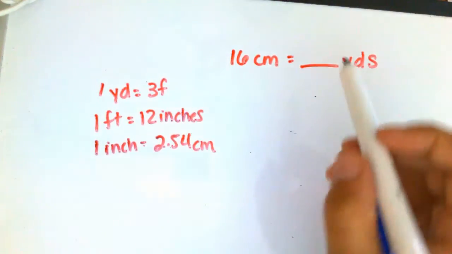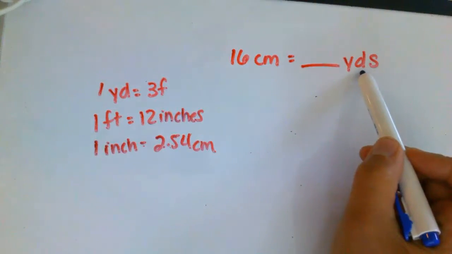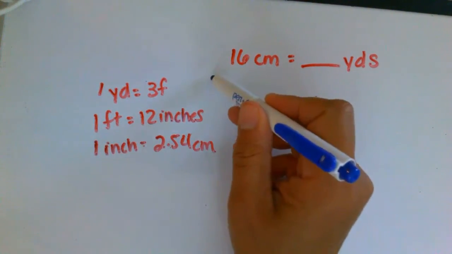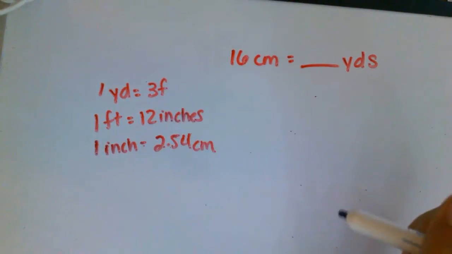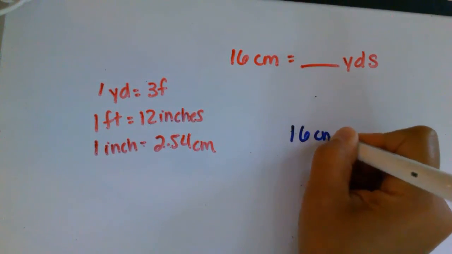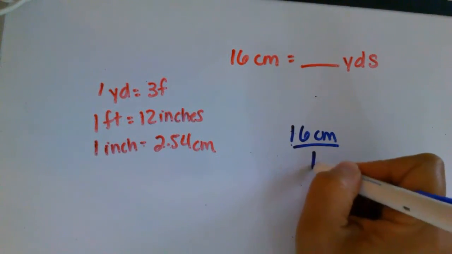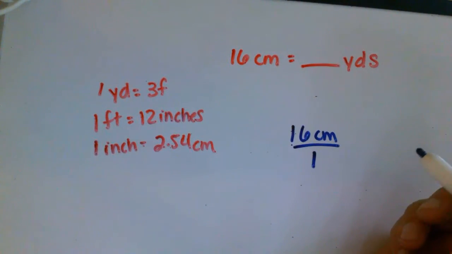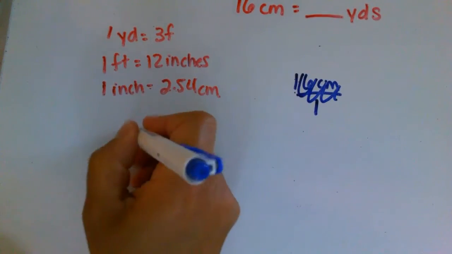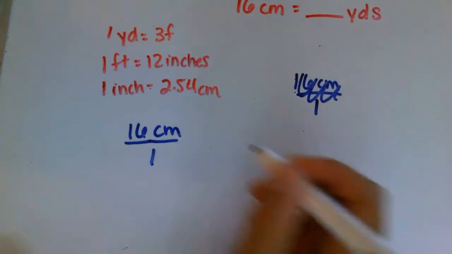So for question 2, the question says use conversion factors to figure out how many yards are in 16 centimeters. And so here are the different factors that we could possibly use. We need to start with whatever it is that we start with, so 16 centimeters. Actually, I'm going to write this down here because I'll have a little bit more room. So 16 centimeters over 1.